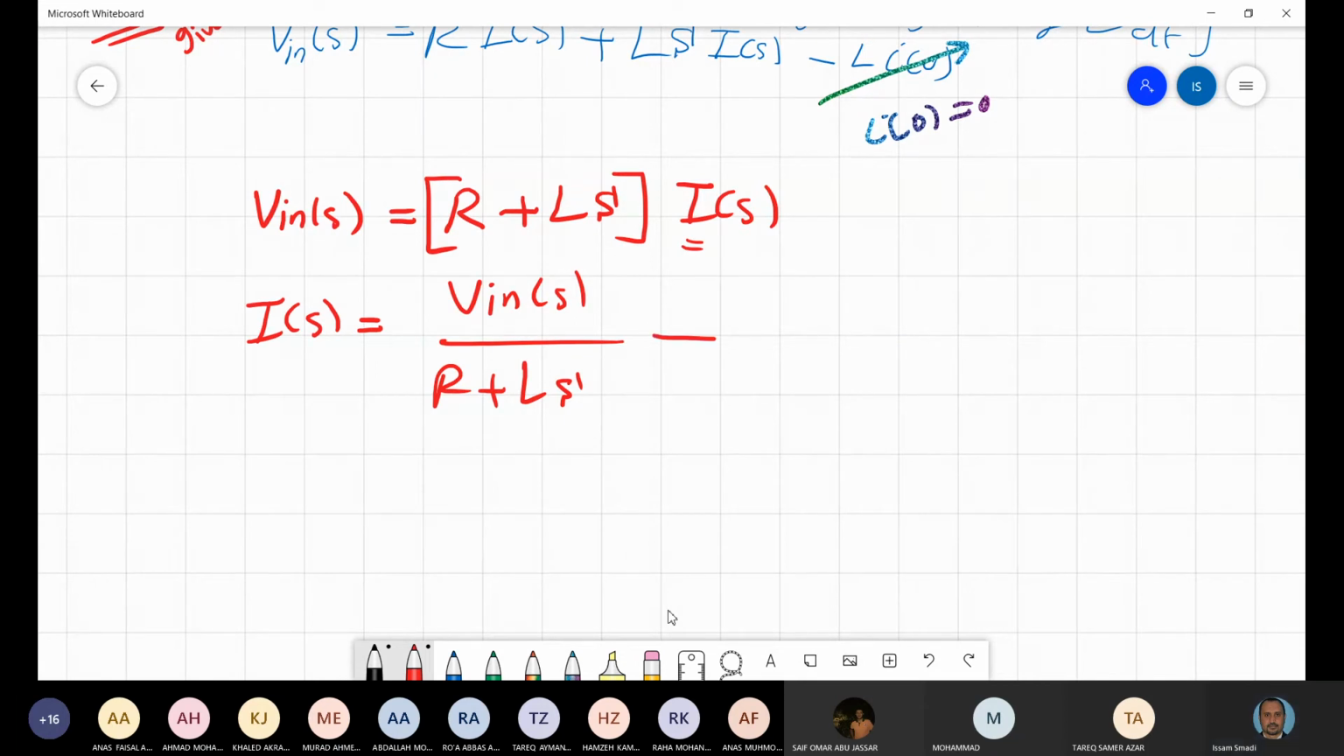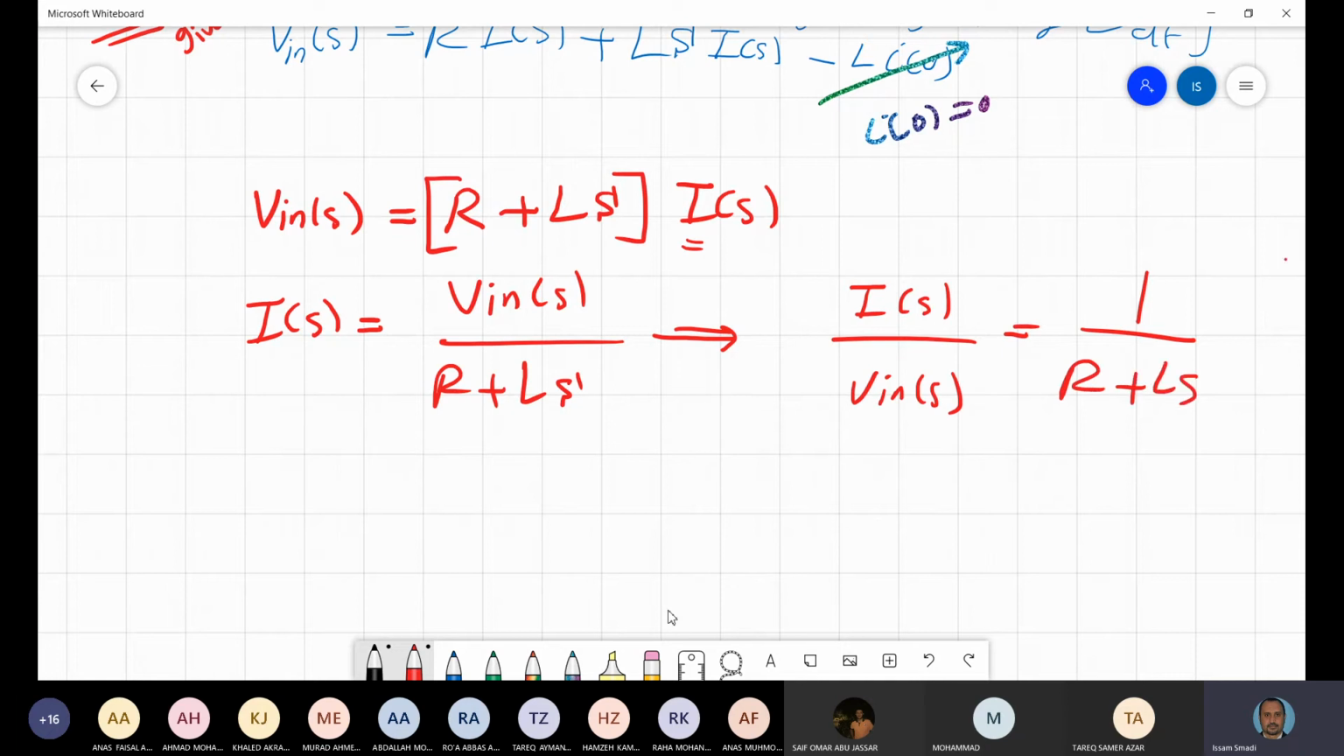So the relation now, who can give me the relation between the output and the input? I of s is the output, the input is Vn of s, and this will equal 1 over R plus Ls.